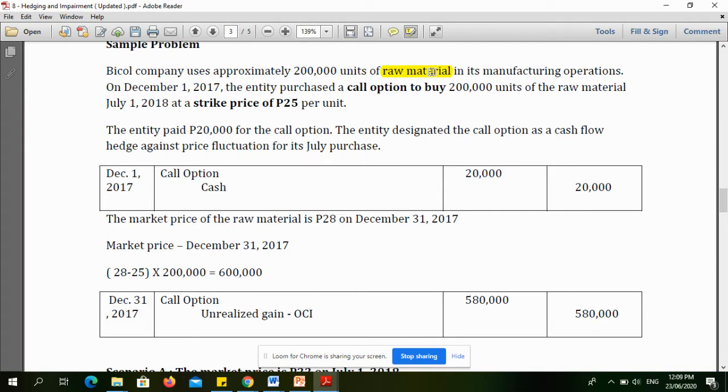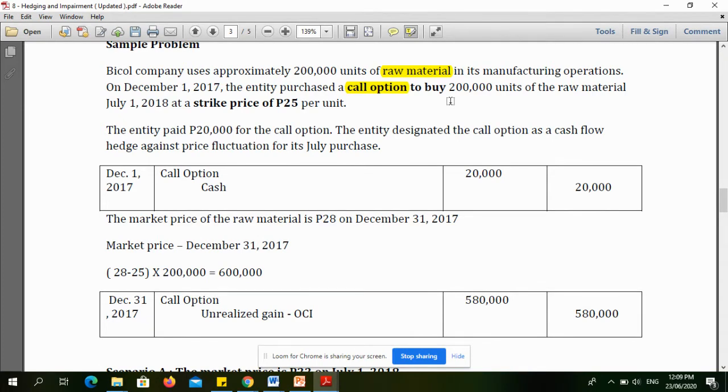The question here is, what is the hedge instrument? The hedging instrument is the call option. The hedging item naman, or the hedge item rather, is the raw material. So, yung hedging instrument, yung call option, because this is the instrument that we will be using to hedge. Ang hine-hedge naman natin, or the hedge item, is the raw material. Okay, so that's already clear. What is the hedge item and what is the hedging instrument?